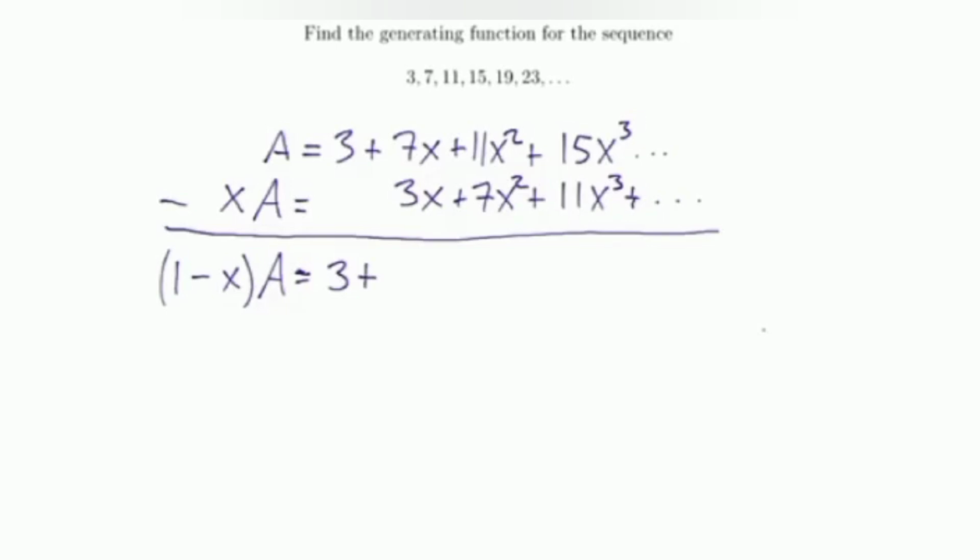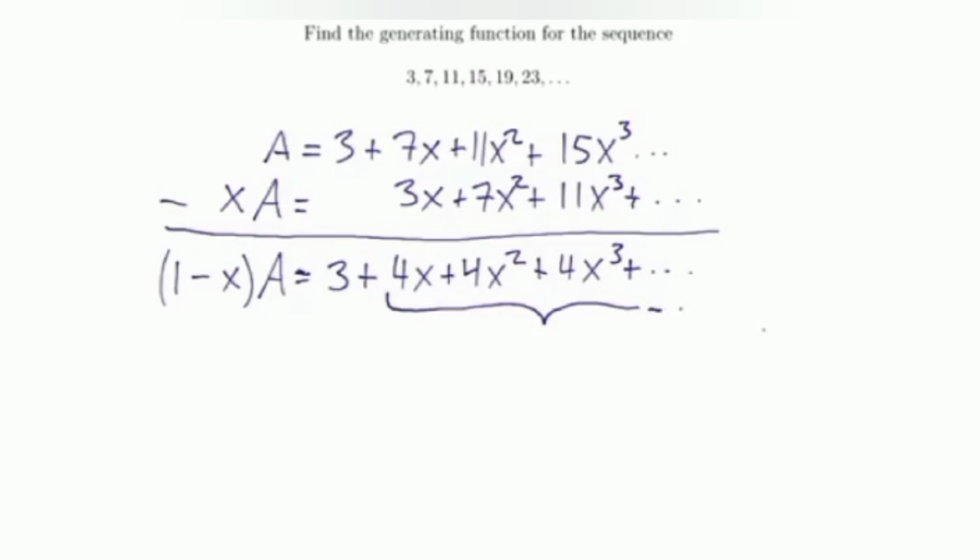plus 11 minus 7 is 4x squared, then plus 15x cubed minus 11x cubed is 4x cubed, and so on. So what you see here is 4x, 4x squared, 4x cubed.